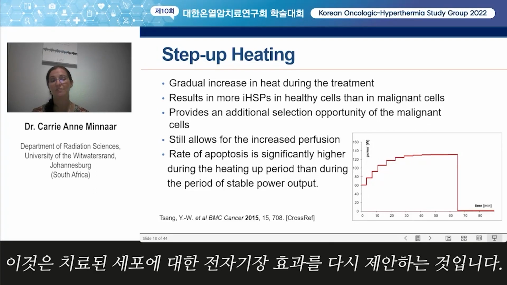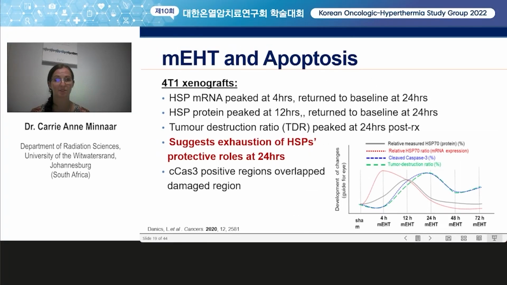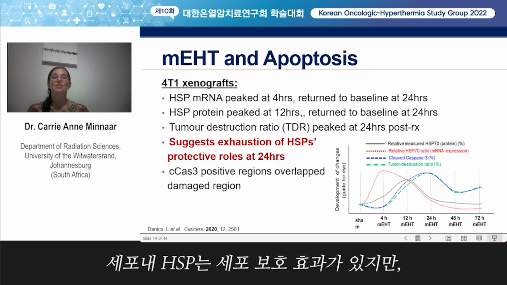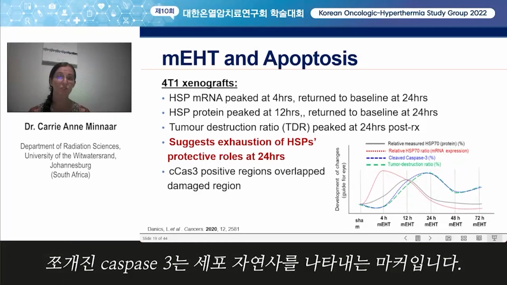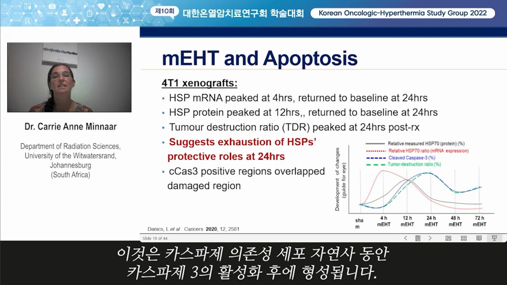This is suggestive again of the field effect of the treatment on the cells. Okay. So although intracellular HSPs have cytoprotective effects, preclinical investigations have shown an increase in apoptosis in samples treated with MEHT. Cleaved caspase 3 is a marker that indicates apoptosis. It's formed after the activation of caspase 3 during caspase-dependent apoptosis.